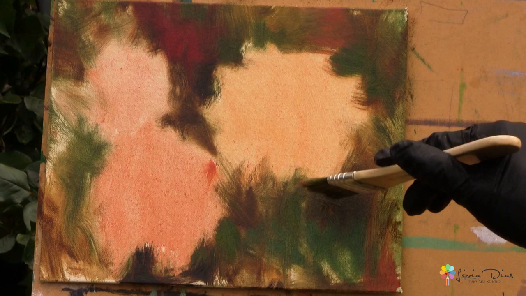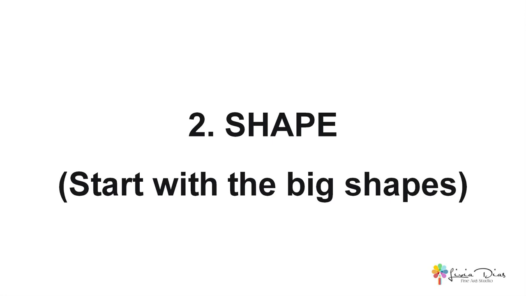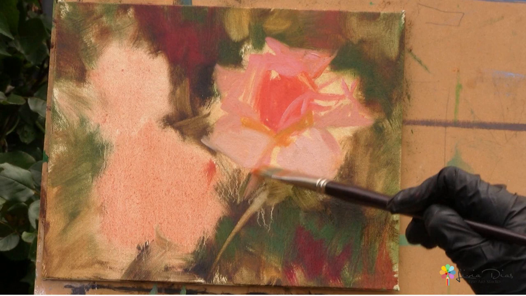The second aspect is shape. Identify what the biggest shapes are and start developing them first. Go from big to small. Improving your observational skills and doing sketches of a subject will help you get to know your subject better.